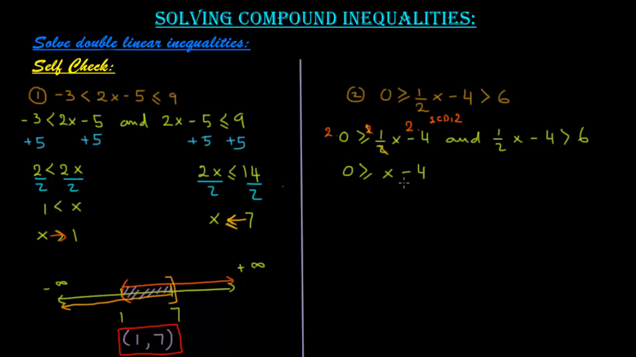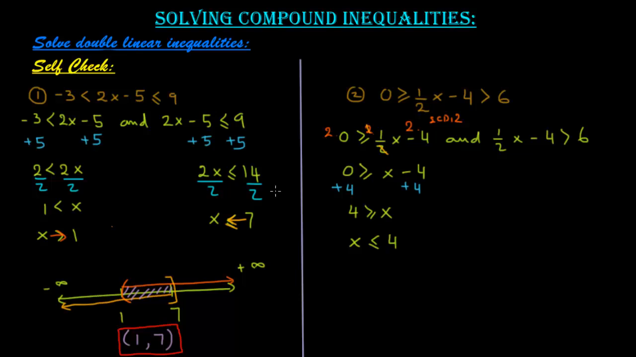So we isolate the x by moving 4 over. So add 4 on both sides. 0 plus 4 gives me 4. Excuse me on that. Give me 4 greater than or equal to x. Then we're gonna reverse this one. We will have x less than or equal to 4.